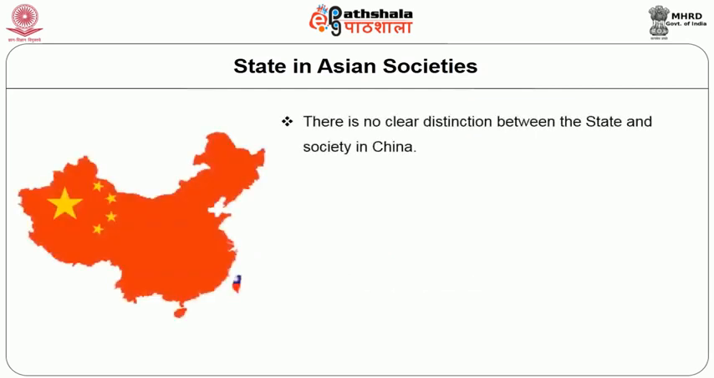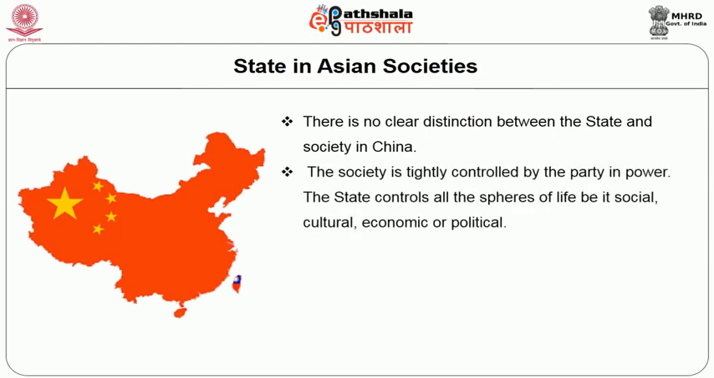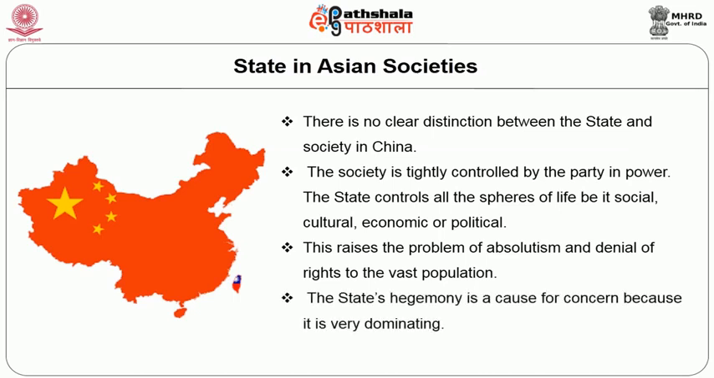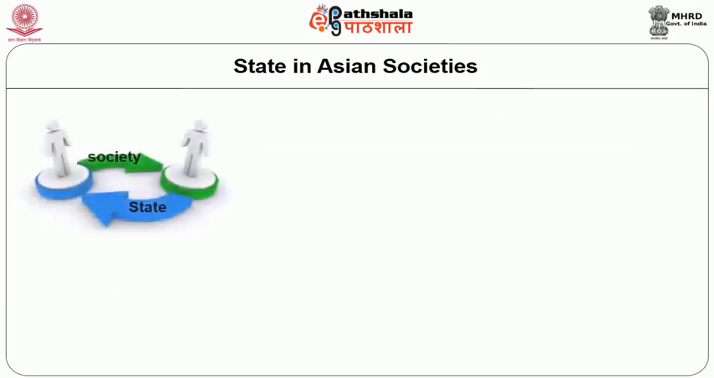There is no clear distinction between the state and society in China. The society is tightly controlled by the party in power. The state controls all the spheres of life, be it social, cultural, economic, or political. This raises the problem of absolutism and denial of rights to the vast population. The state hegemony is a cause for concern because it is very dominating. Thus, there is no reciprocity between the two, the society and the state.